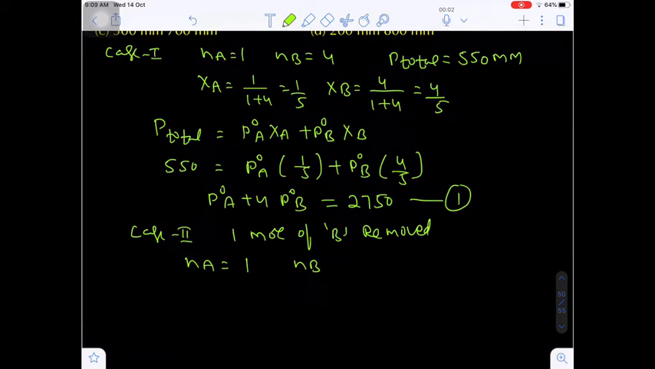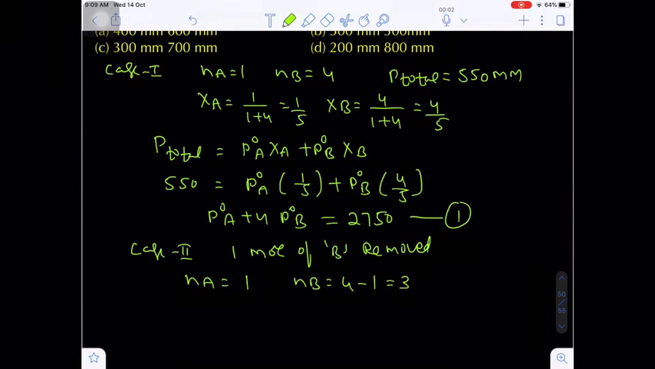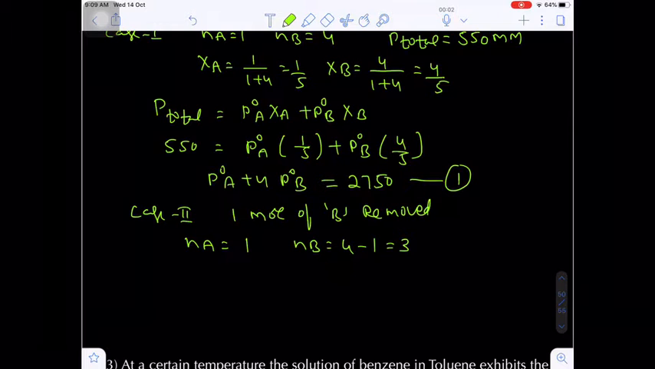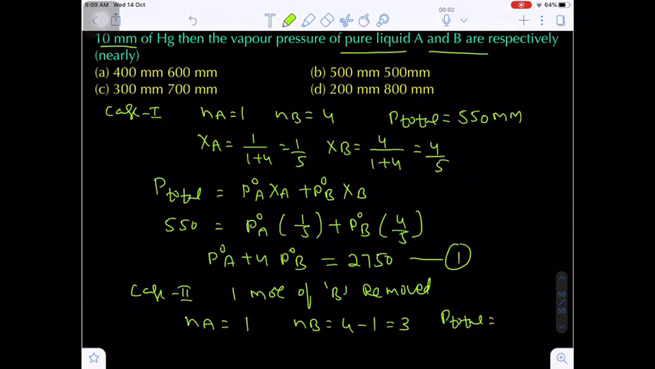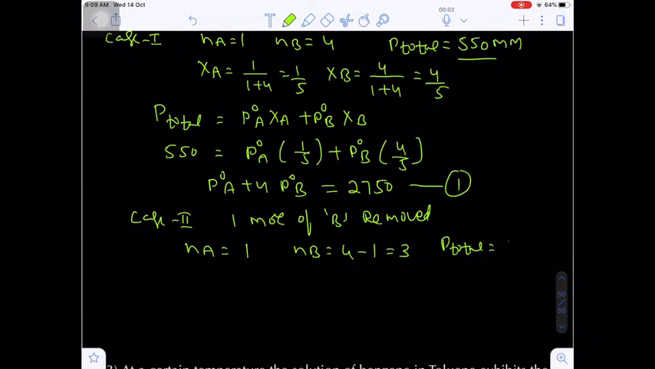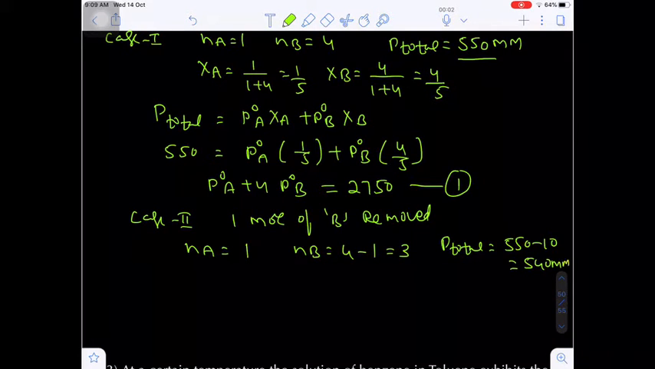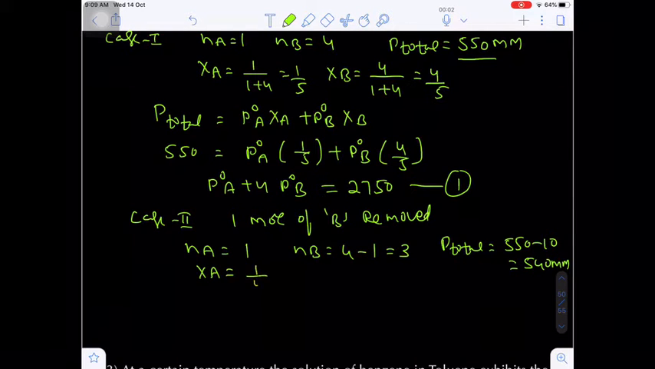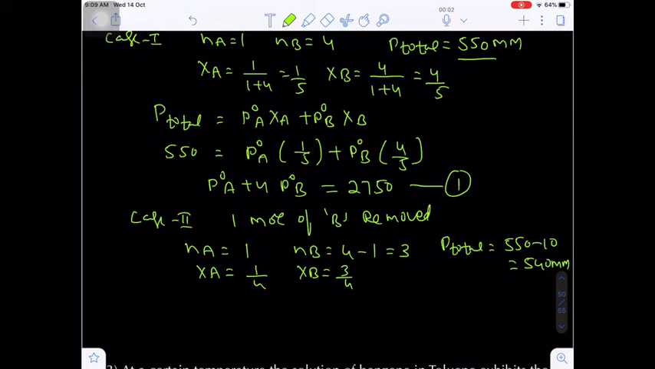There will be no change in the number of moles of A, 1 mole, but the number of moles of B was initially 4 moles, and I am removing 1 mole, so only 3 moles of B are left. Then what will be the total pressure? 10 mm decreases. Out of the 550 mm, 10 mm of pressure decreases. So the total pressure after removing 1 mole of B will be 540 mm of Hg. From here, the mole fraction of A will be 1/4 and the mole fraction of B will be 3/4.